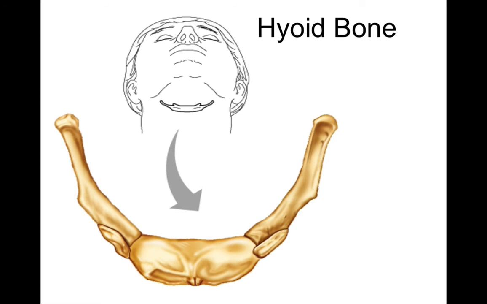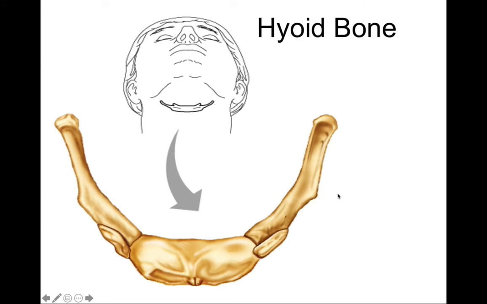So now that we've discussed the bones of the skull and their individual bone markings, we're going to make our way into the remaining bones that make up the axial skeleton. So the hyoid bone is next. The hyoid bone is this U-shaped or horseshoe-shaped bone that can be found in the throat.